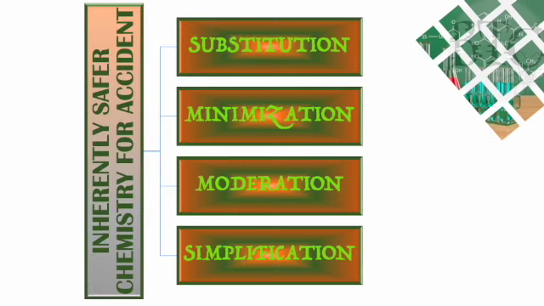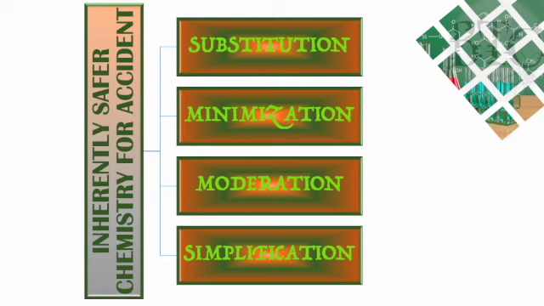And what are those steps? Number one, you can substitute the toxic substance with a less hazardous alternative that can achieve the same results as was being achieved earlier. Or you can minimize the toxic substance to the bare minimum amount required for the desired outcome. The third way of doing it is moderation of process conditions such as temperature and pressure, which can be adjusted to lower levels, reducing the reactivity and potential for any kind of accident.